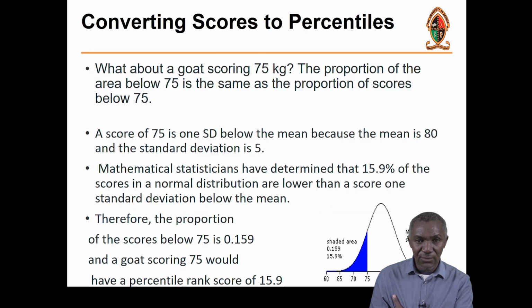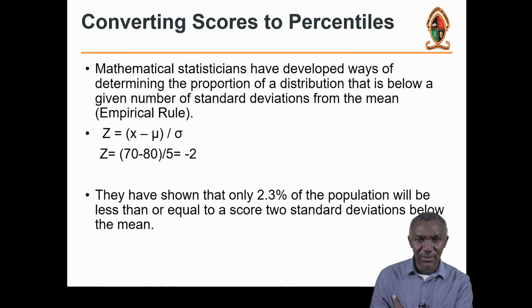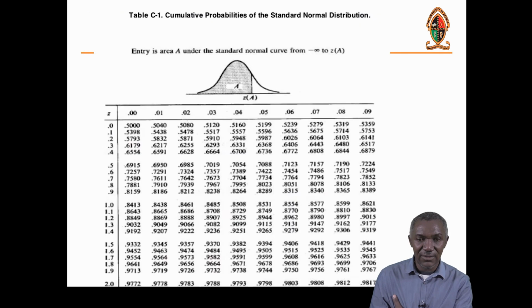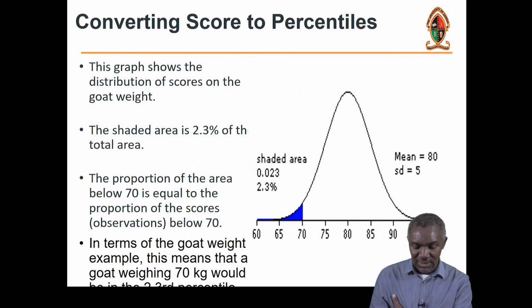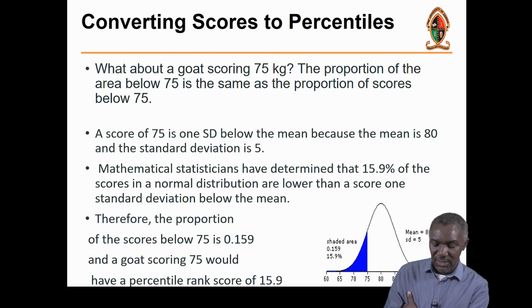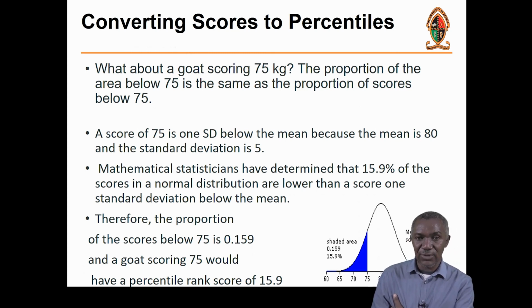Let me go back. One standard deviation below the mean, if you remember well, is actually the 15.9 percentile. This is what we are being given here. This is 2 standard deviations, then this is 1 standard deviation, which is 15.9 below the mean, and you can work this out from the table.